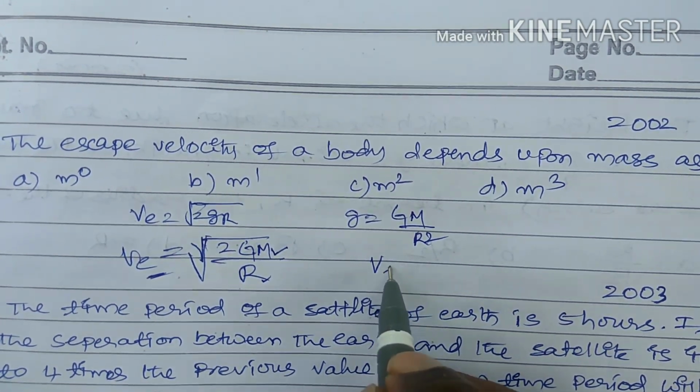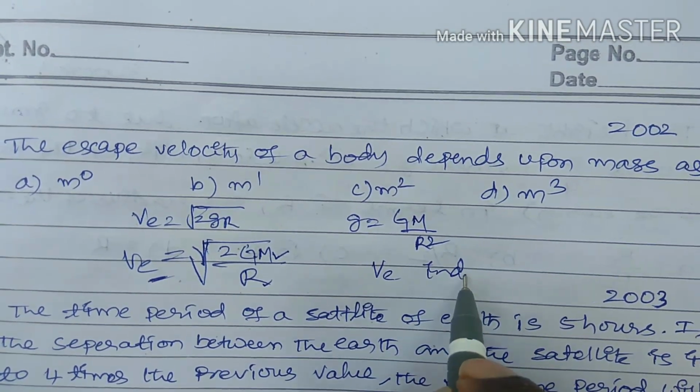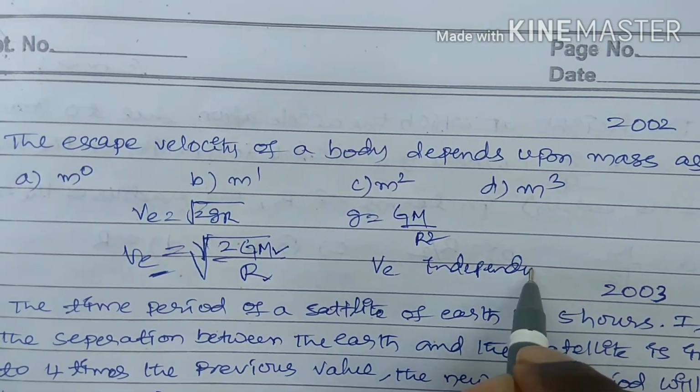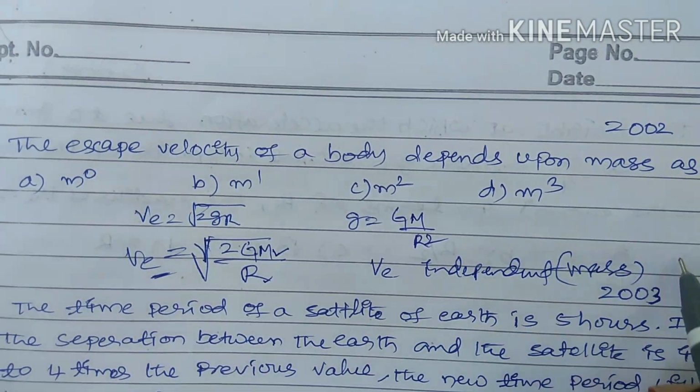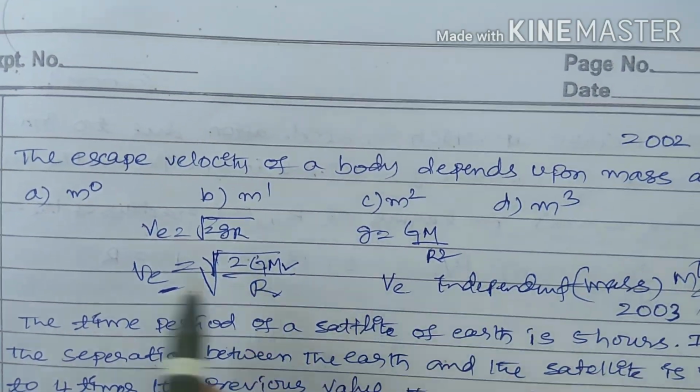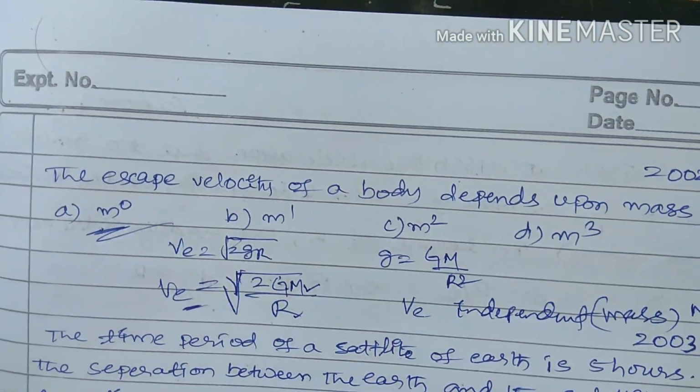So VE is independent of the mass of the body. Hence we can write it as m power 0. So this is m power 0.